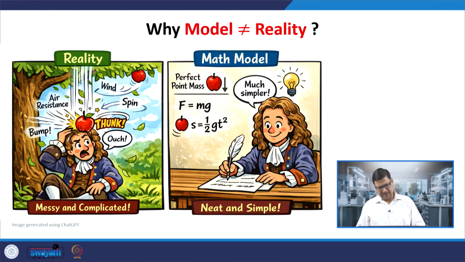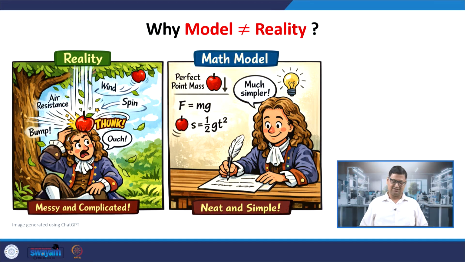So, I told you that the model is not equal to reality, and I gave a couple of examples, but let us begin with a much simpler example, not taken from chemical engineering in the first place. So go back to this old story of how Newton discovered gravity. He was sitting there and then an apple fell on his head, and he thought, why is the apple falling down and not going up?